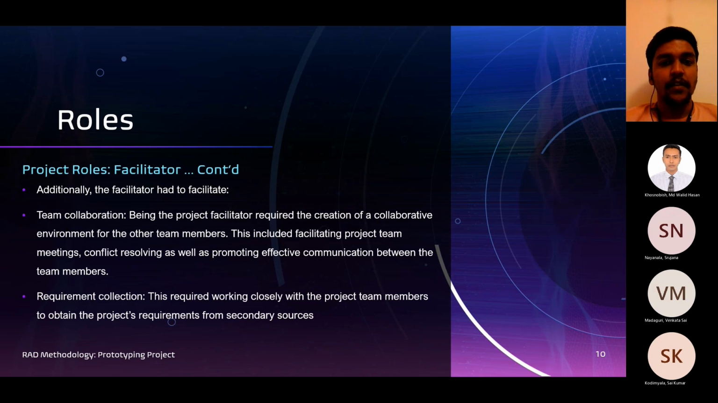team collaboration. Team collaboration, that is, being the project facilitator, required the creation of a collaborative environment for the other team members. This includes facilitating project team meetings, conflict resolving, as well as promoting effective communication between the team members. And next, the requirement collection. This required working closely with the project team members to obtain the project's requirements from secondary sources.